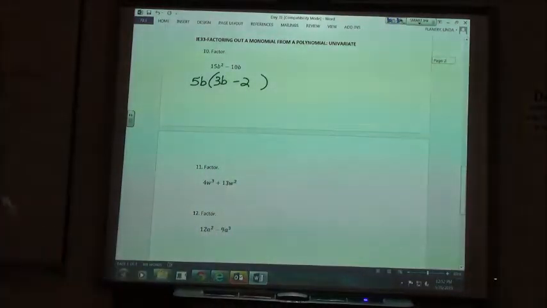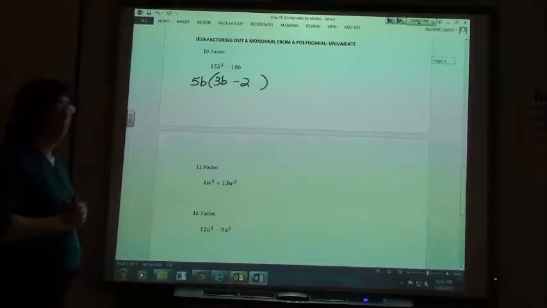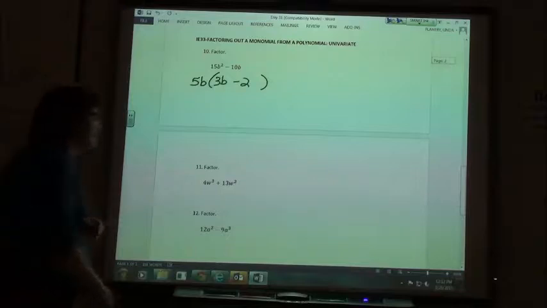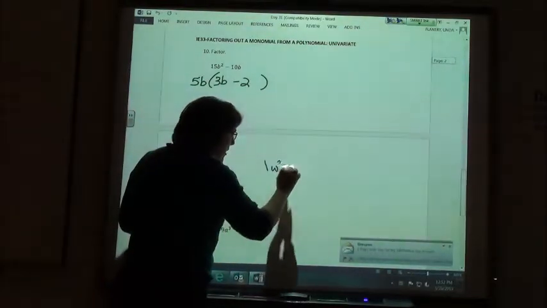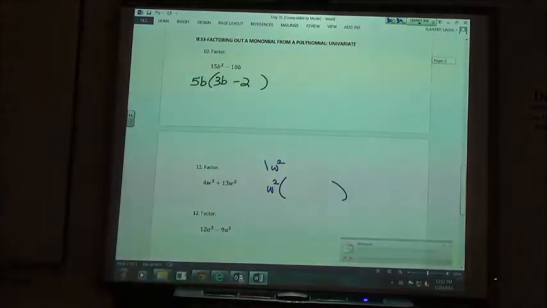So number 11, if I want to factor that one, my greatest common factor would be 1w squared. So if it's 1w squared, we can just write it as w squared, right? 1w squared and w squared are the same thing.